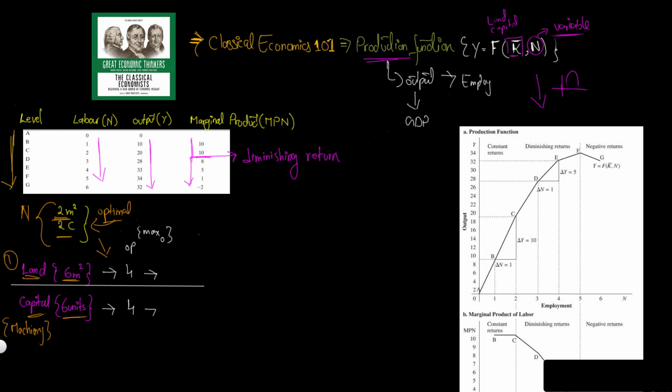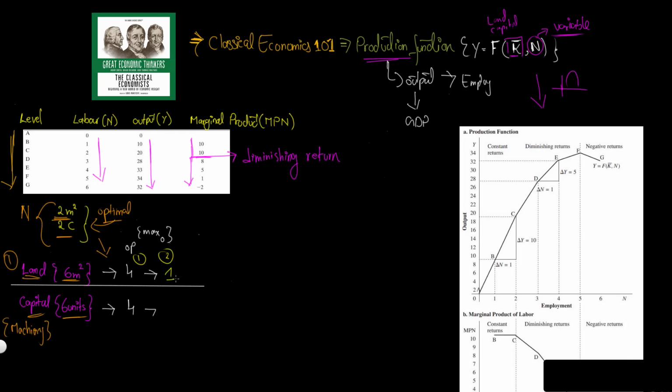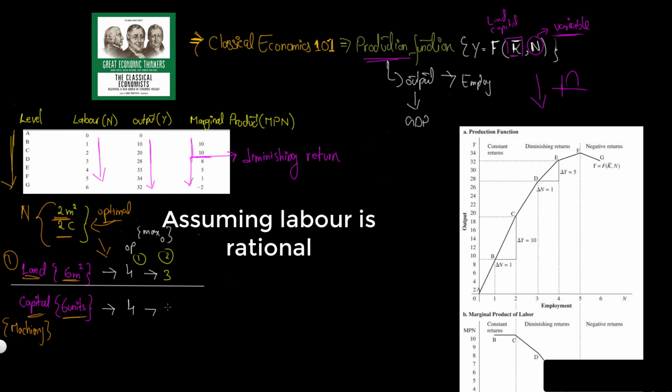So what are the possible compromises they can make? Let's say that the first labor occupies 2 meters square of land and 2 units of capital. The second labor employed might make a compromise. He might say, hey, there isn't a lot of land available, let me just occupy 1 meter square of land and use 1 capital instead of using 2. That would mean that they are no longer working optimally.